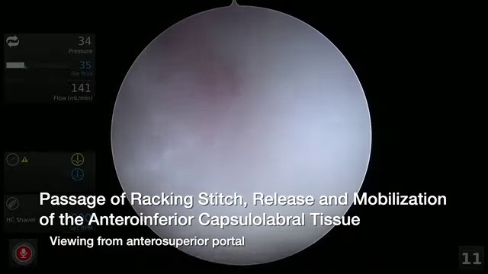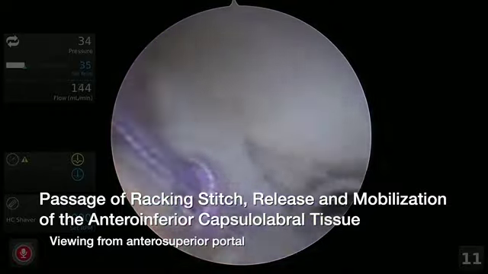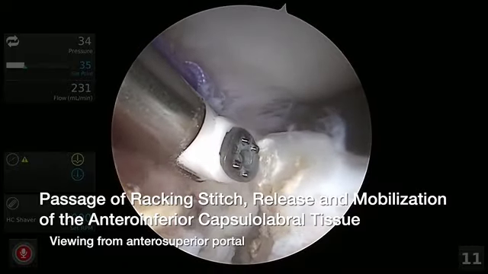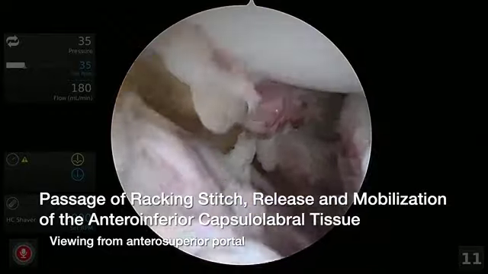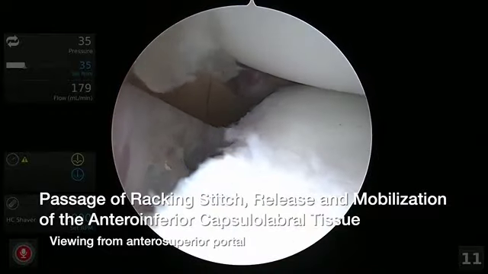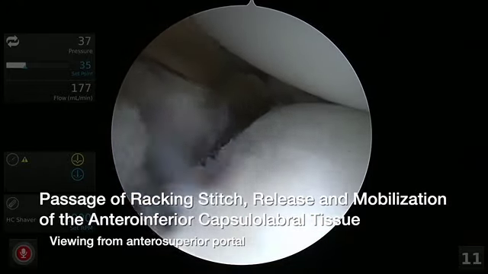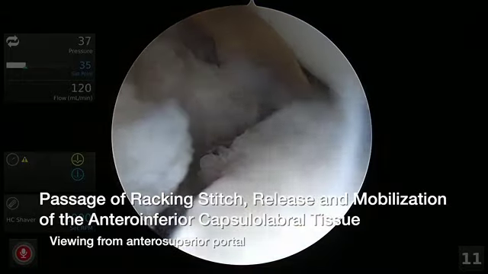A suture is passed through the anterior labrum, capsule, and periosteum at the 3 o'clock position. This racking stitch facilitates tensioning and eventual later reattachment of the tissues to the 12 o'clock position, facilitating an inferior to superior capsular shift. In revision cases like this one, we encounter previously placed suture anchors that may require to be removed during this release. A liberator knife is used to clear and section the labrum all the way past the 6 o'clock position.